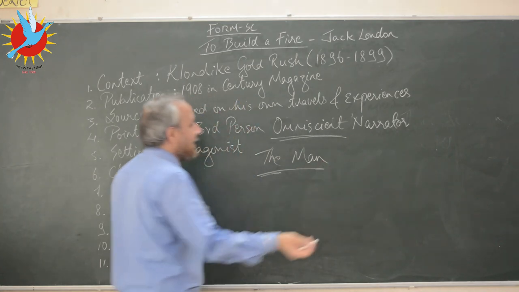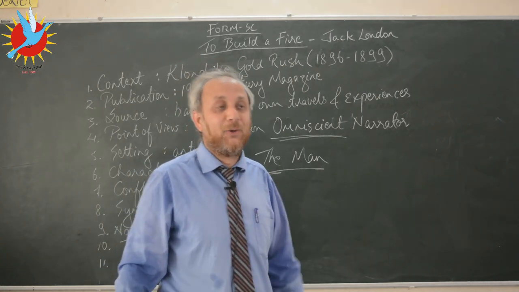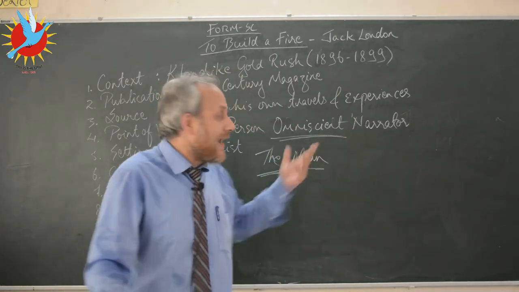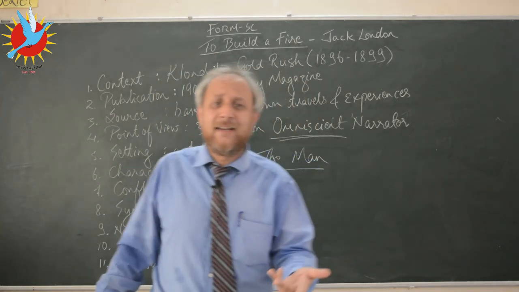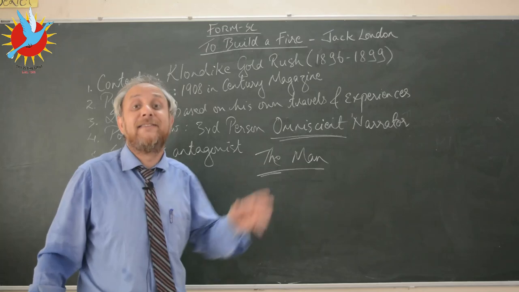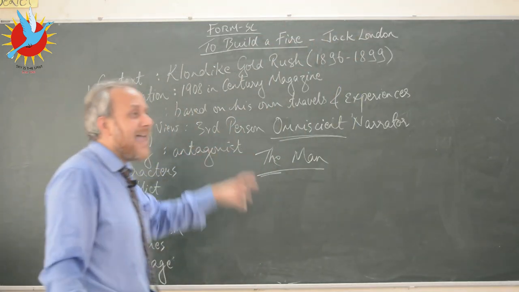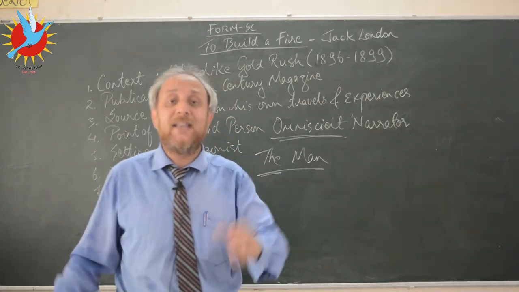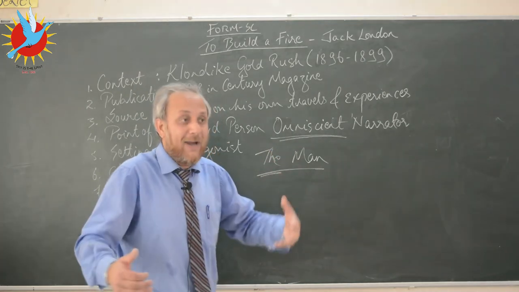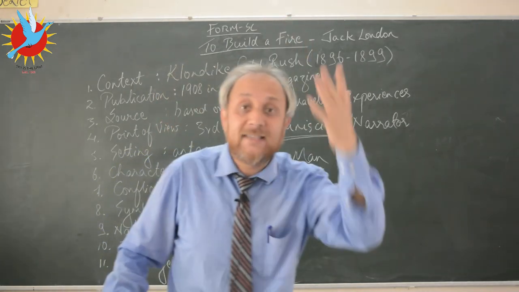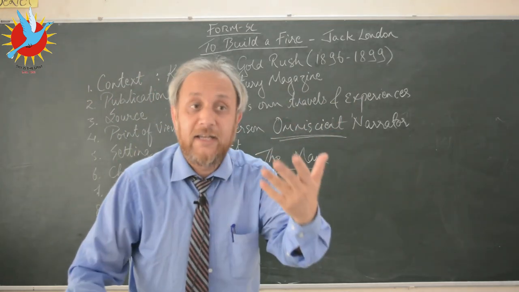Now, if you read the story, you might ask yourself the question, why is it that the man has not been given a name? Well, the man has not been deliberately given a name because this particular story has been written in the naturalistic tradition, and I will talk about that later. The man has not been given a name because the man represents humanity. The man represents every man. The man represents perhaps humanity pitted against the unforgiving, immeasurable, powerful forces of nature.